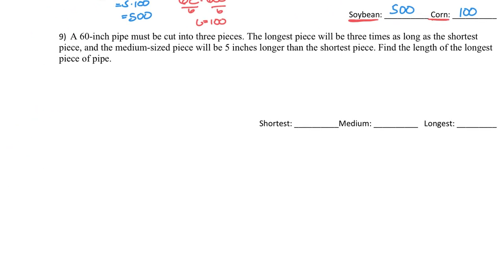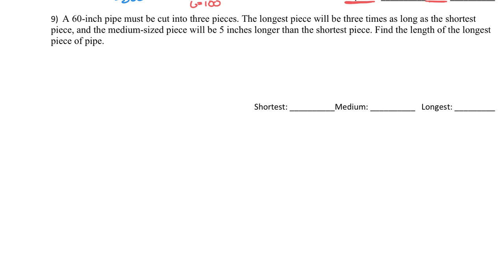All right, number 9. It says a 60-inch pipe must be cut into 3 pieces. The longest piece will be 3 times as long as the shortest piece, and the medium-sized piece will be 5 inches longer than the shortest piece. Find the length of the longest piece of pipe. Okay, this is one, if you recall, we did just using kind of pictures. We drew some pictures of scales.